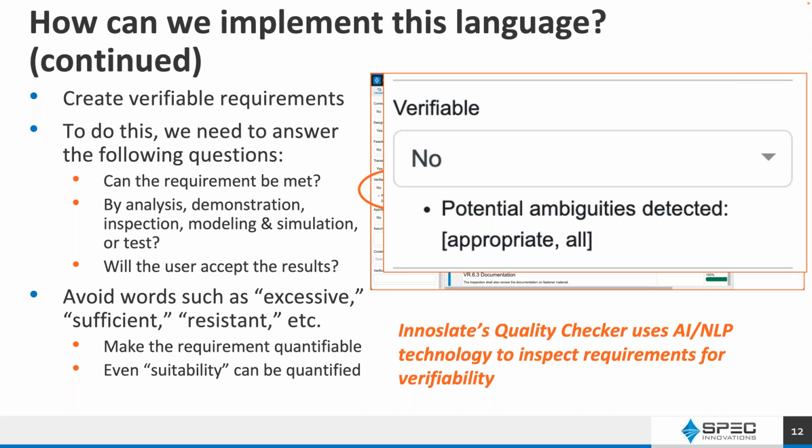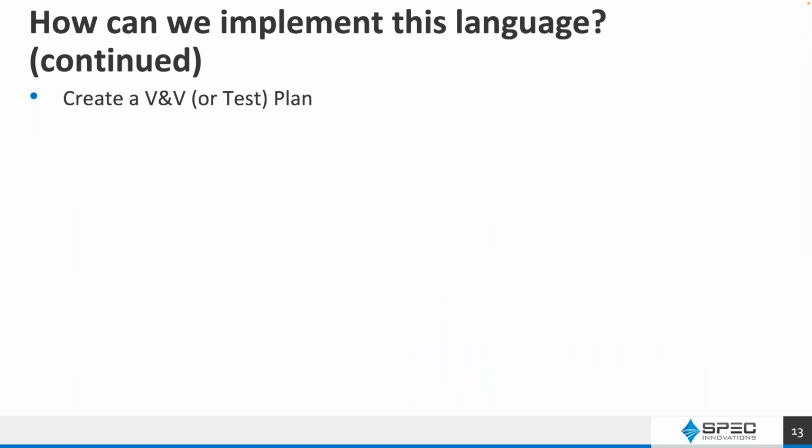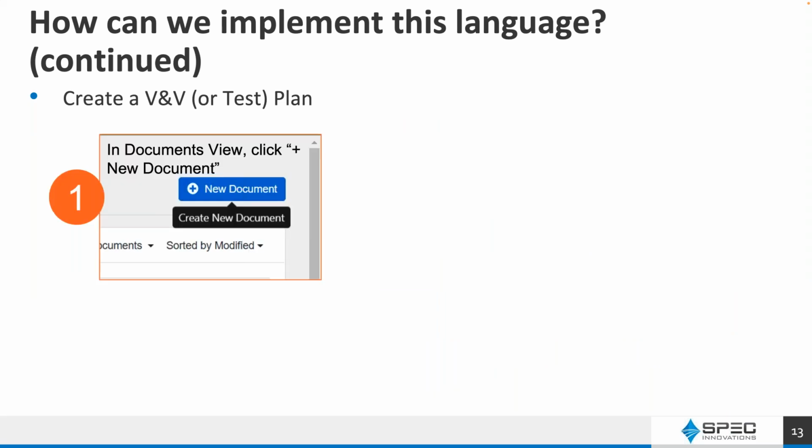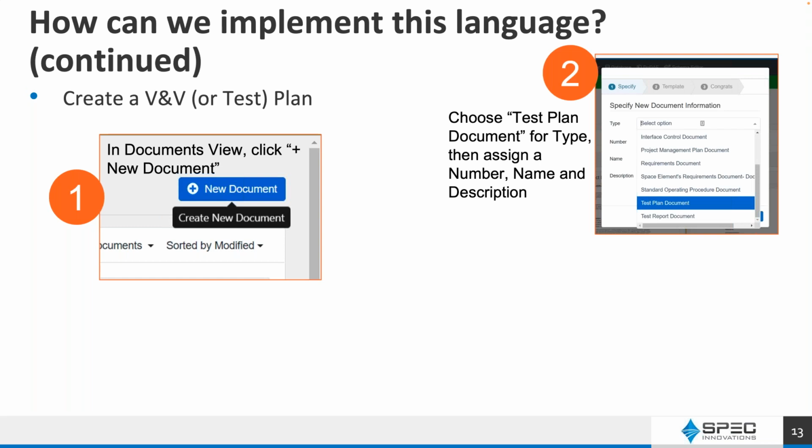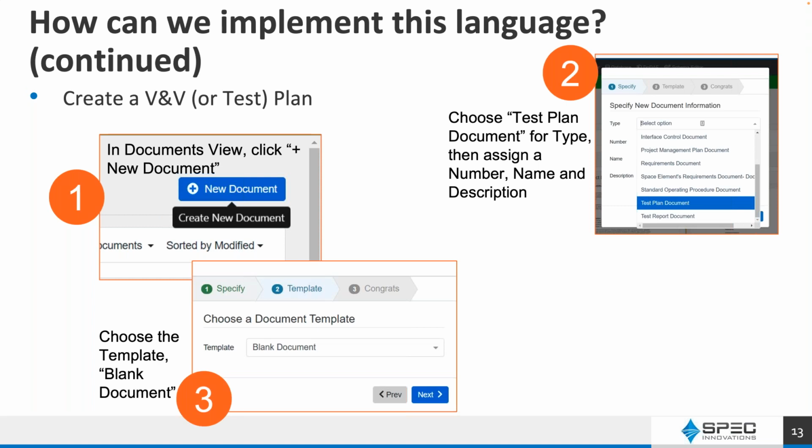Okay, so how can we implement the language? Well, first of all, create a V&V test plan is another thing we can do. To do that, we go ahead and go to Documents View, and we select New Document. And in there, there's a document type already built in called test plan, okay? And then from that, you can choose a blank template, or if you've got templates you've uploaded or created.